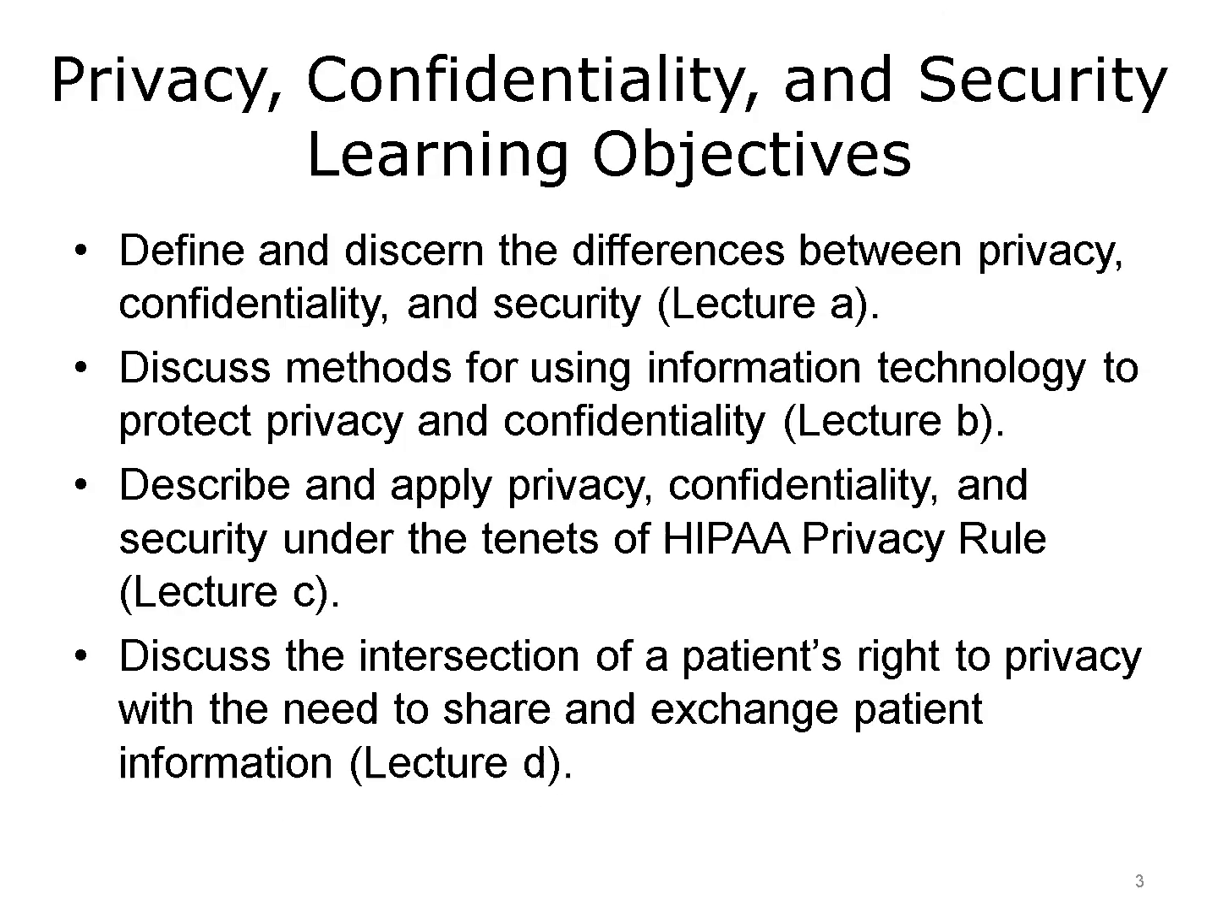workplace. The objectives for privacy, confidentiality, and security are to define and discern the differences between privacy, confidentiality, and security, discuss methods for using information technology to protect privacy and confidentiality, describe and apply privacy, confidentiality, and security under the tenets of the HIPAA security rule, and discuss the intersection of a patient's right to privacy with the need to share and exchange patient information.